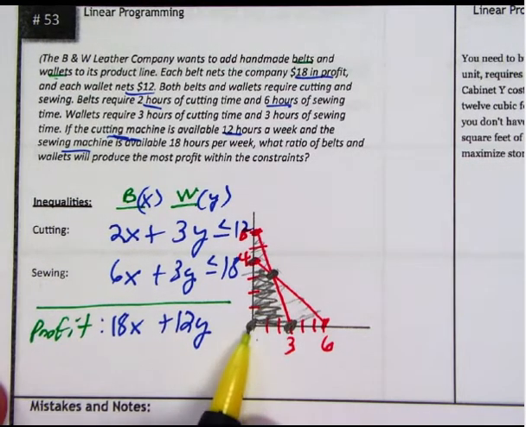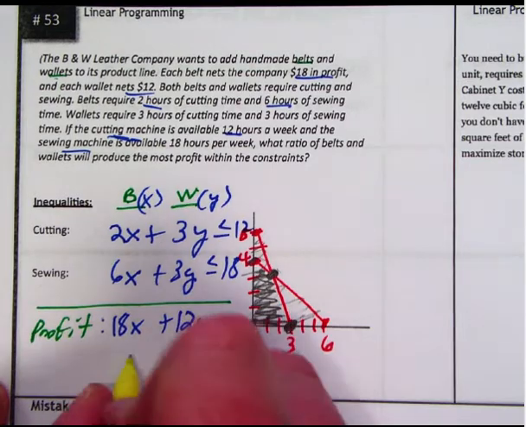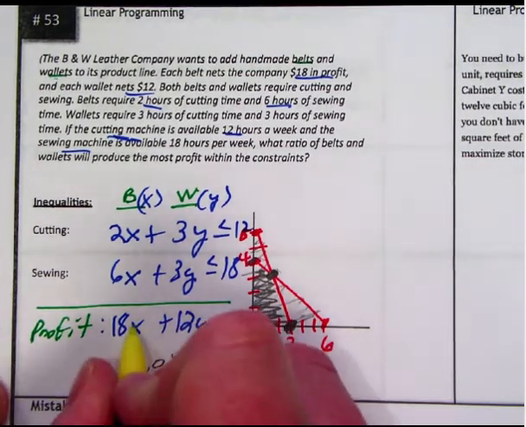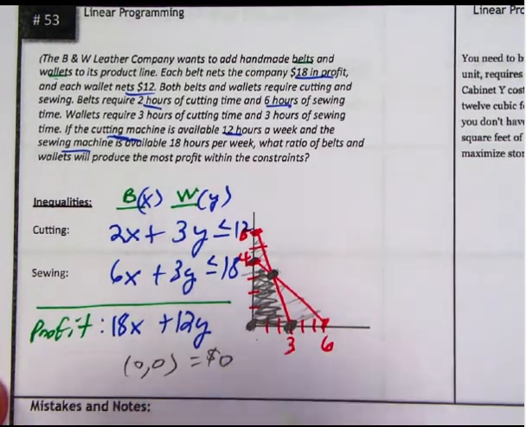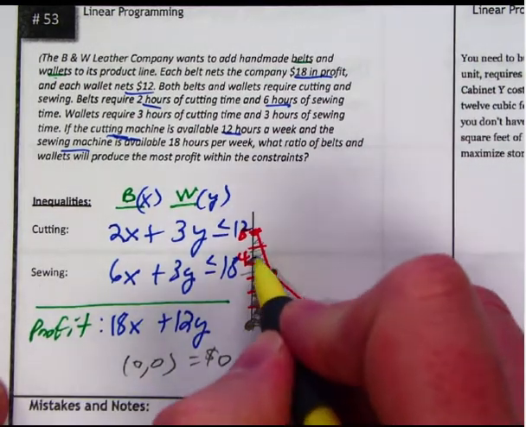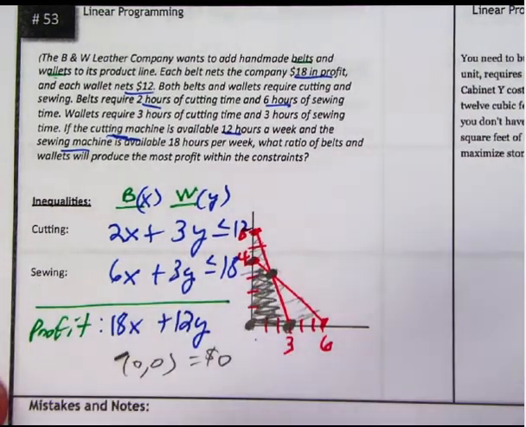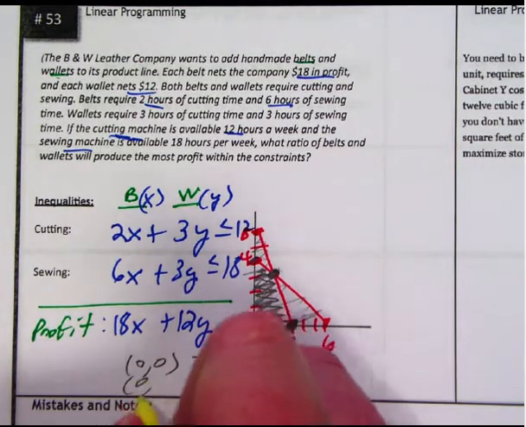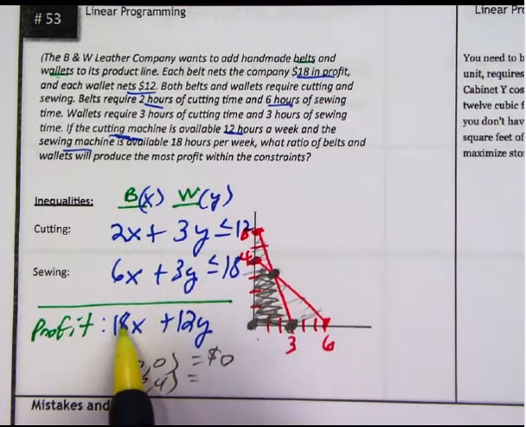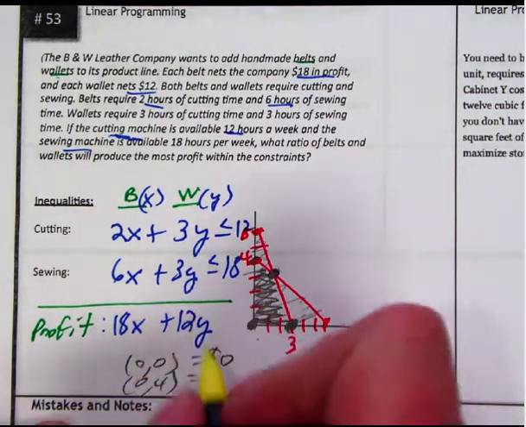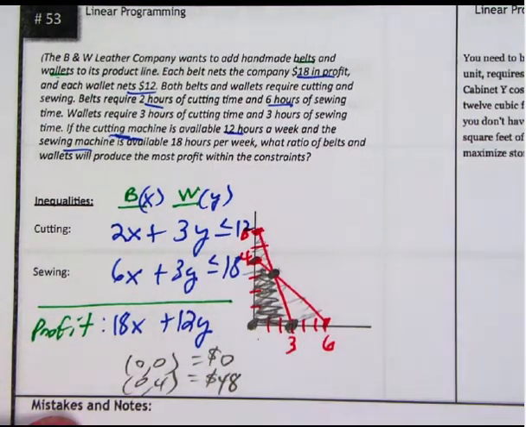The coordinates for this corner are 0, 0. So if I sit at 0, 0, that means put 0 in for X and 0 in for Y, I make $0. If I go up, the coordinates for this are 0, 4. So if I put in 0 for X and 4 for Y, so 0 times 18 is 0, 4 times 12 is 48, I'd make $48.